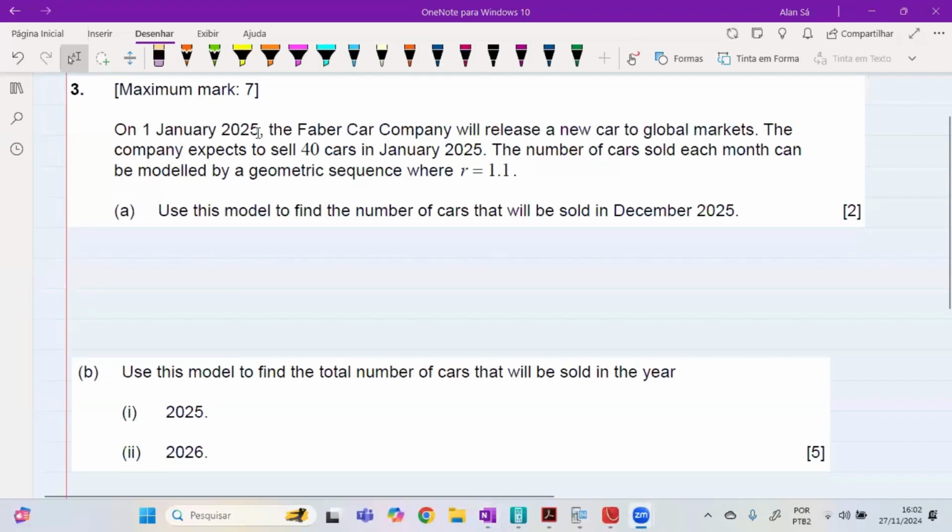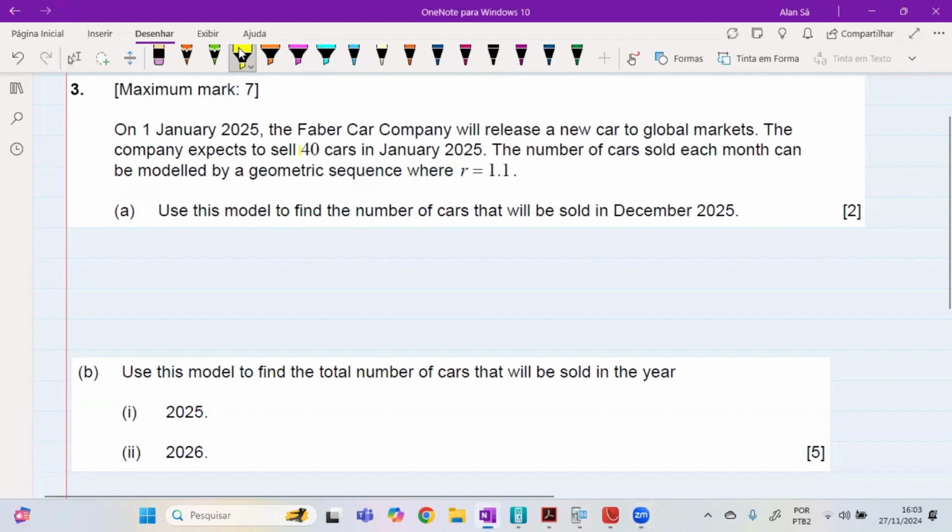On 1st January 2025, the Faber car company will release a new car to global markets. The company expects to sell 40 cars in January 2025. The number of cars sold each month can be modeled by a geometric sequence where r is equal to 1.1. Part A: use this model to find the number of cars that will be sold in December 2025.